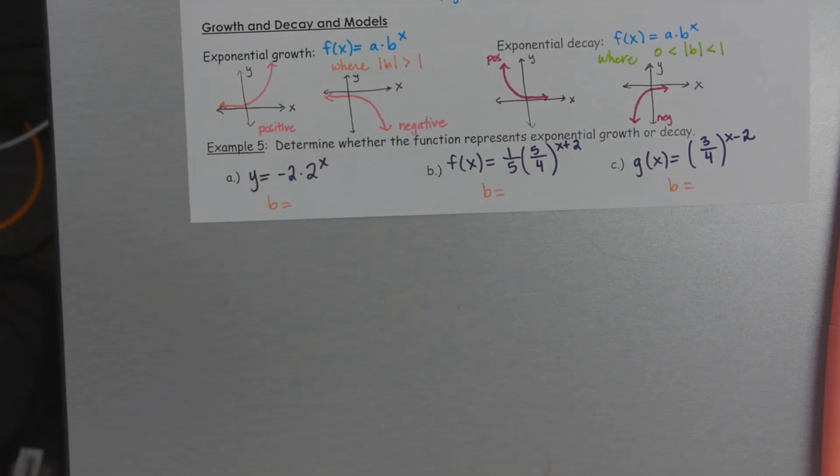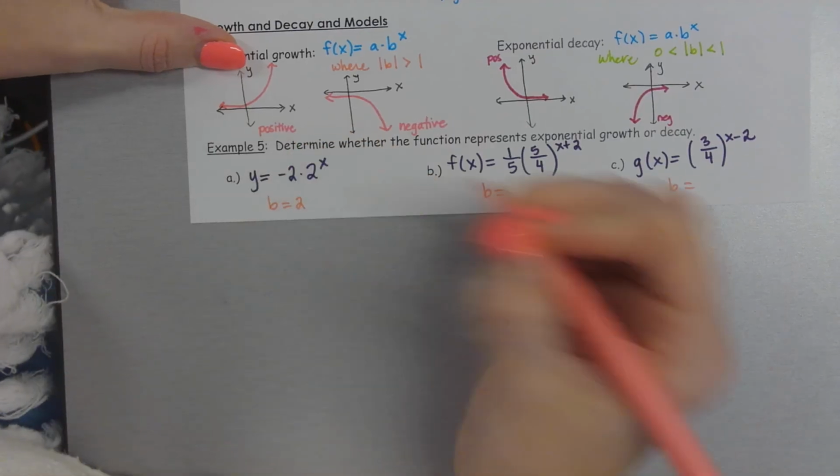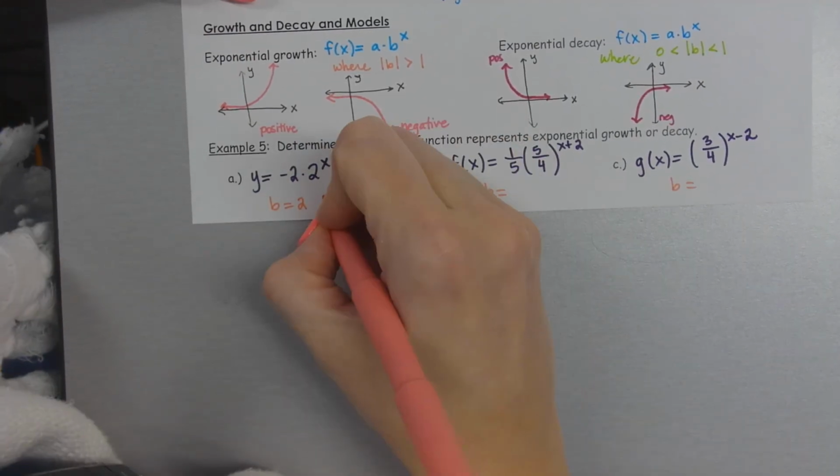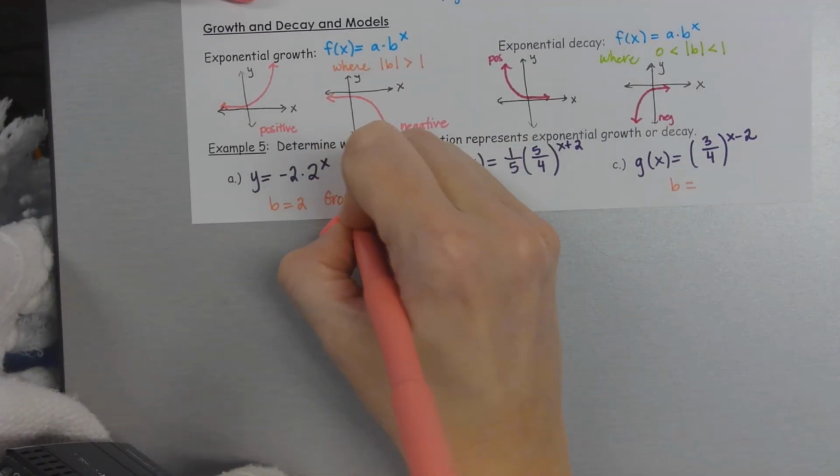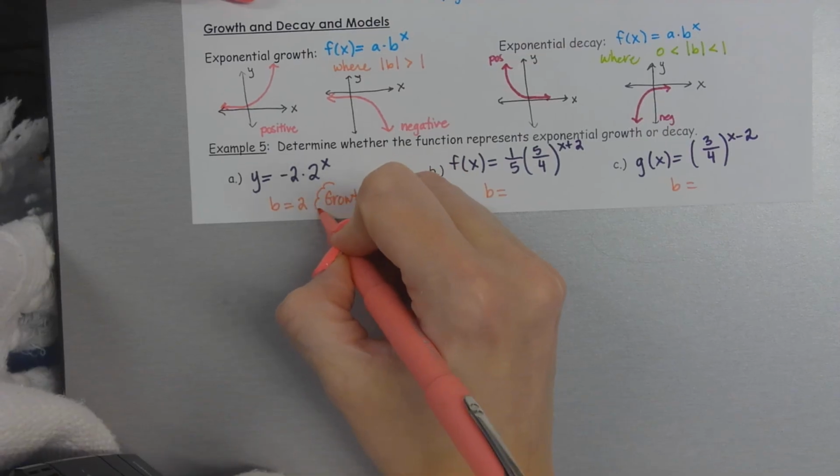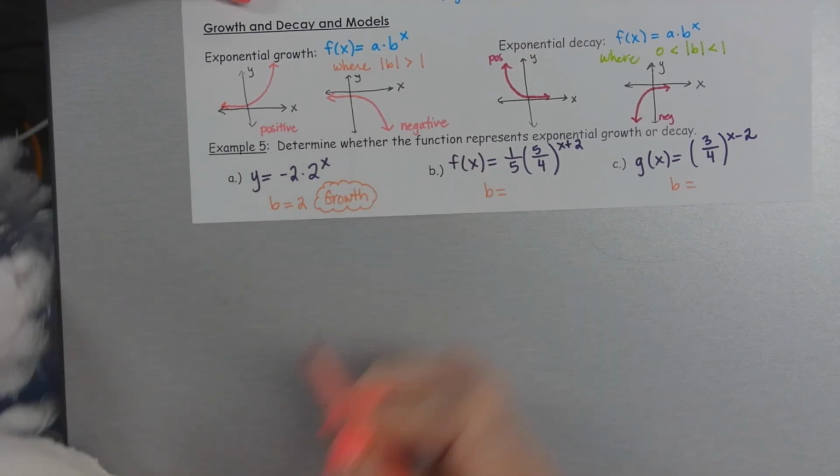Alright, Cam, what'd you get for your base for A? I got 2. Good, and then because it's 2, what did you decide it was? Nice. Okay, so this one should be growth.